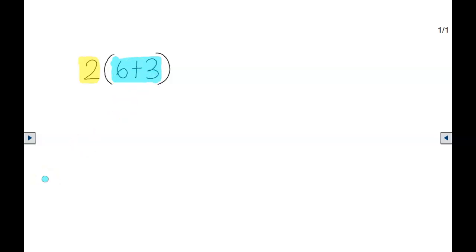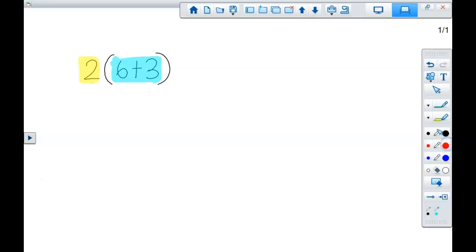Now, how do I know that this is 2 times? How do I know that this is multiplication that's being done here? Well, I know that it is because this 2 is right next to these parentheses. So the 2 that I'm seeing right here is right next to the parentheses. There's nothing in between. So that lets me know that that is multiplication.